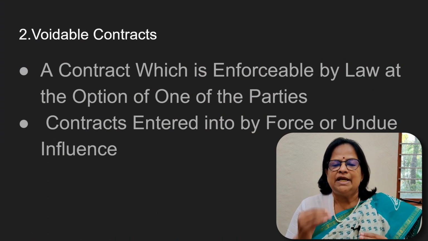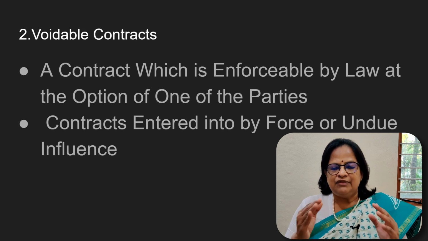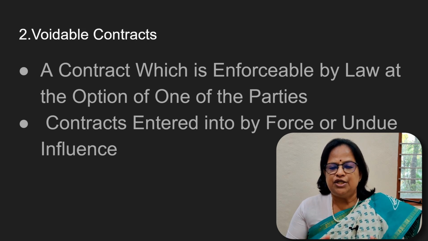A voidable contract is a contract which is enforceable by law at the option of one of the parties. For example, contracts entered into by force or undue influence. Property disputes between parents and children are common. Imagine a minor or a major son or daughter wants to get the parents' property and is forcing them to sign. At that moment, out of fear, the parents may sign that document. But later, they can challenge in the court saying that it is by force we have signed that document.